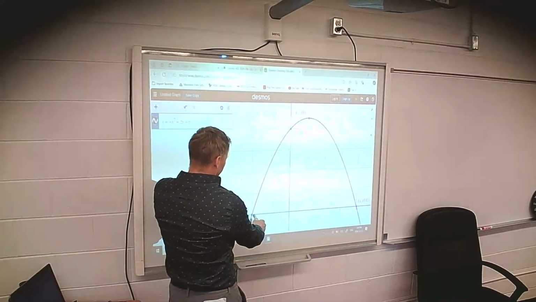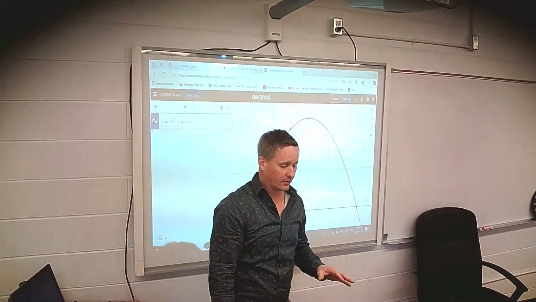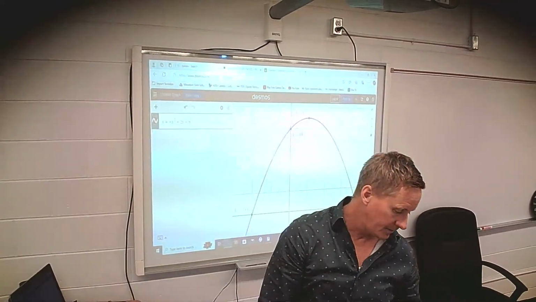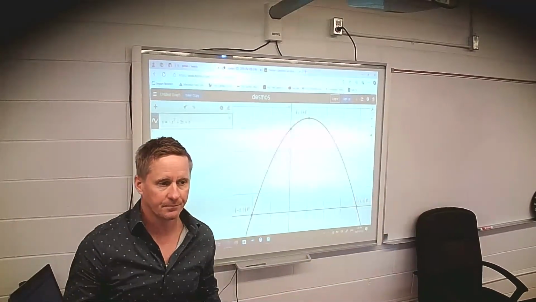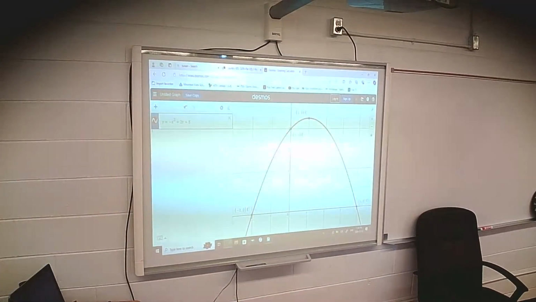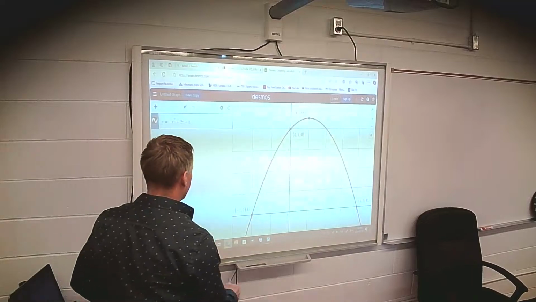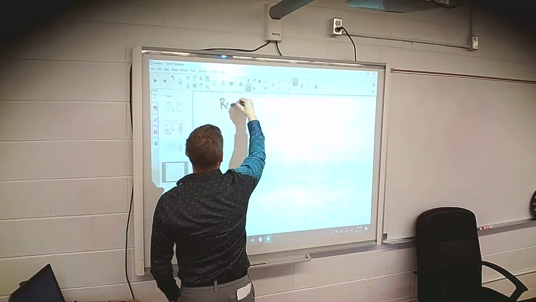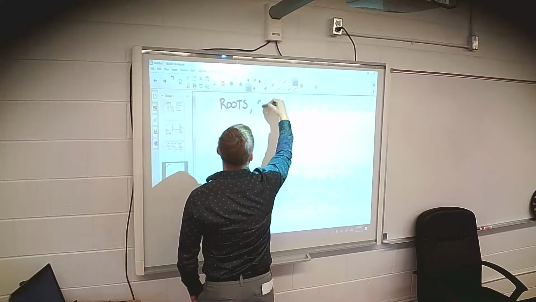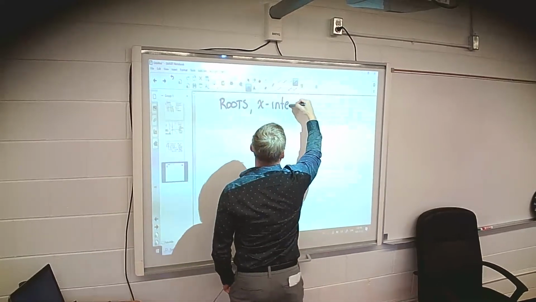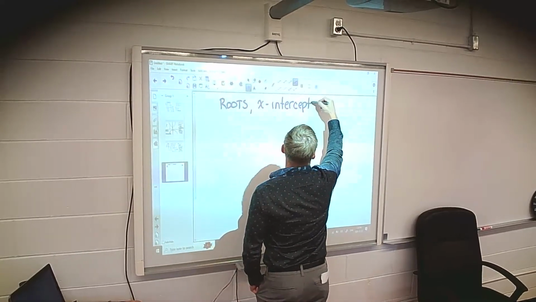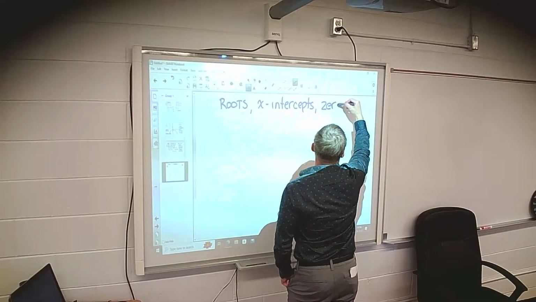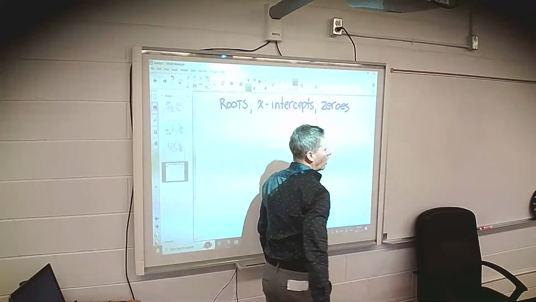Again, I don't even have to go through this. I'll go through the example on 7.3, but roots. There are 3 possibilities. First of all, let me write this down so that you understand what that means. These roots, x-intercepts, zeros, all mean the same thing.